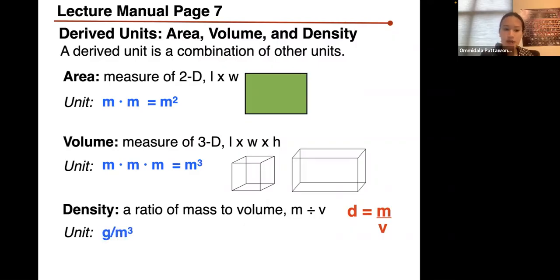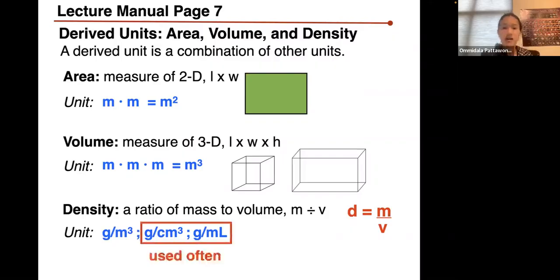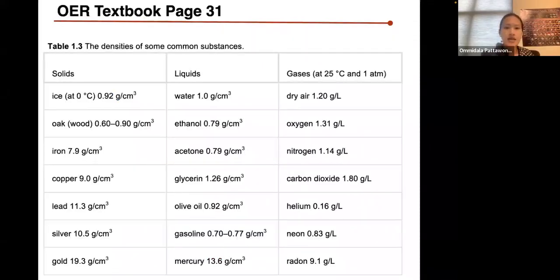So for example, in this case it would be grams per cubic meter, or grams per cubic centimeter, or grams per milliliter, right? So any of those. So grams per cubic centimeter and grams per milliliter would be the 2 units used most often in our course. All right, so let's take a look at the density real quick.